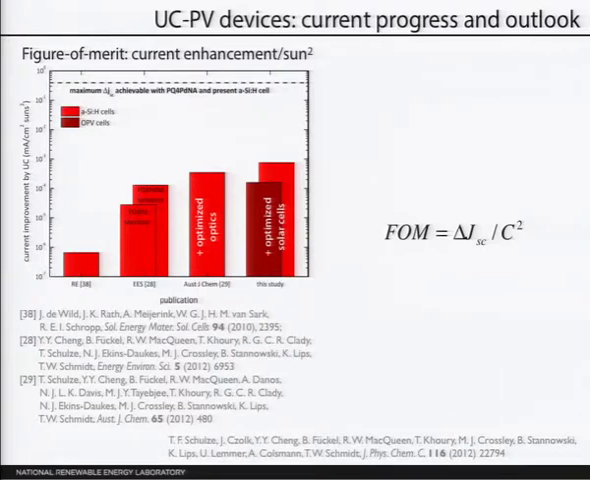Since there has been a little bit of controversy regarding the efficiency of this process and what kind of benefit it could give to device performance, they then came up with a figure of merit. This figure of merit is essentially the change in short circuit current divided by the solar concentration squared. What they showed is that in their initial efforts with the two different sensitizers, they got about 2 orders of magnitude better performance than the best rare earth system at the time.